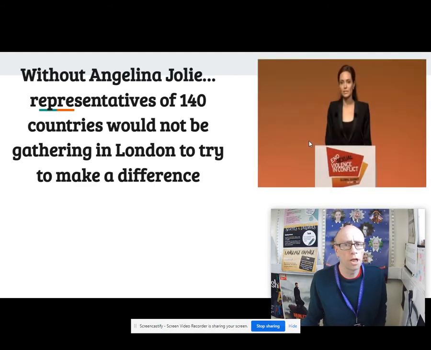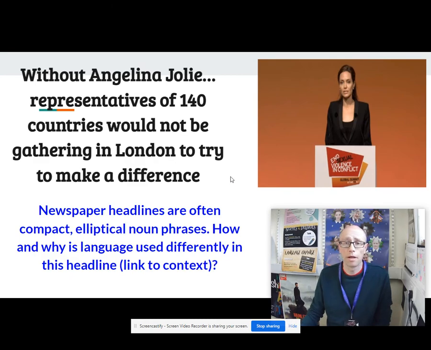Without Angelina Jolie, representatives of 140 countries would not be gathering in London to try to make a difference. Now, think about it. Newspaper headlines are often quite compact. They're usually short, elliptical noun phrases. This isn't the case. We have a full standard sentence. So language is being used a bit differently here. Our eye is being drawn to the name of this celebrity, Angelina Jolie, which is maybe a little bit unusual in the Guardian broadsheet newspaper.